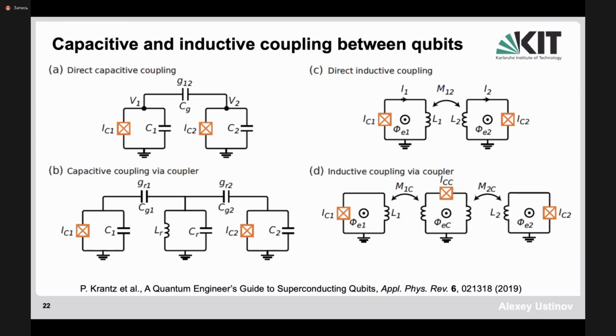Again, this slide shows a summary which I borrowed from a review 2.5 years ago. The first picture shows direct capacitive coupling of two transmons. This is capacitive coupling via a cavity, which is called a coupler here in this sense. This is an inductive coupling between either flux qubits or fluxonium qubits, and this is the inductive coupling via the coupler. So capacitive coupling has an advantage that it's short range.